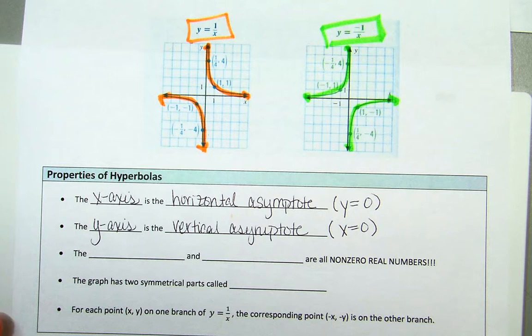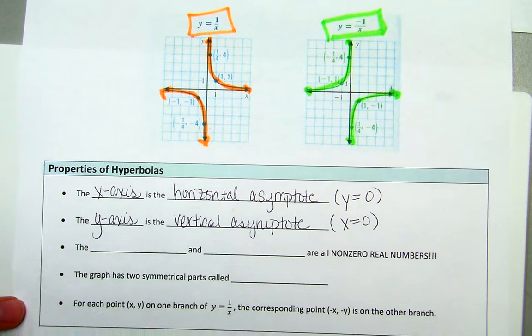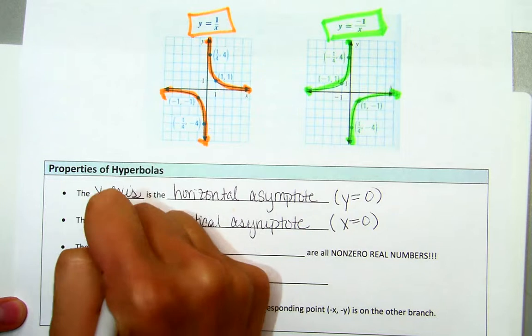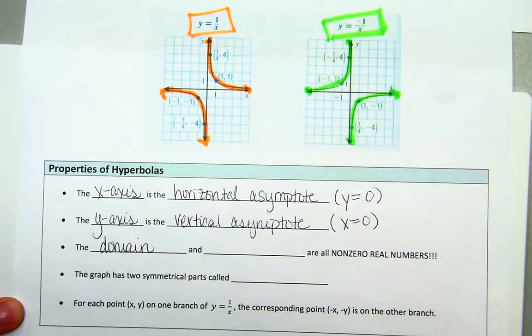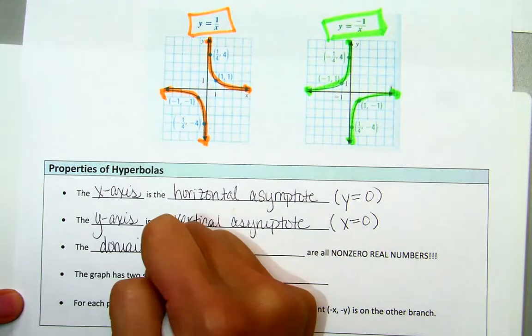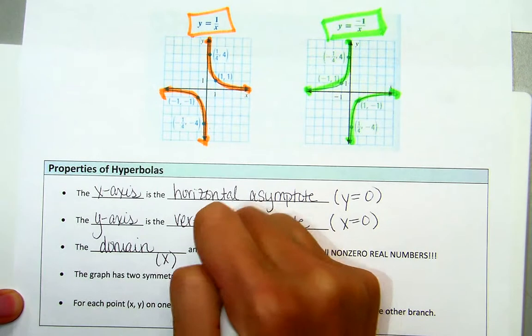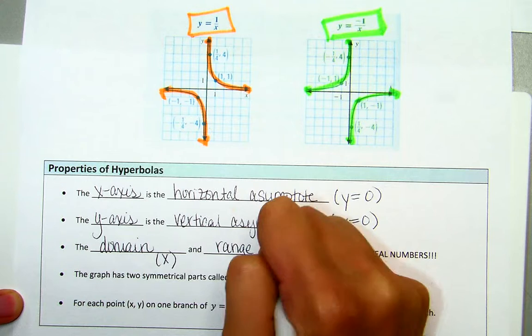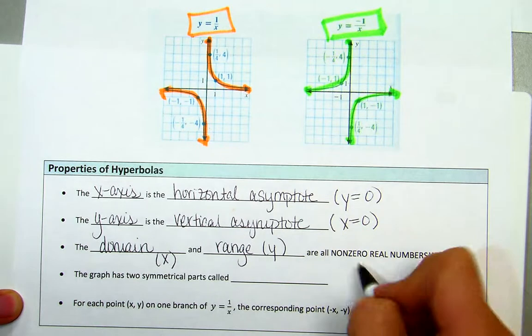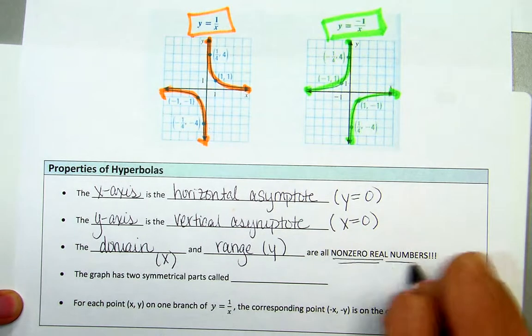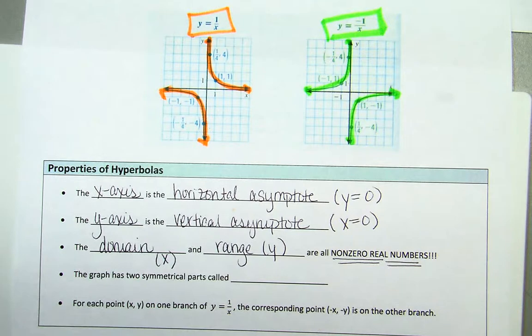A couple more pieces of information about these parent functions. The domain of your function, which deals with all of your x variables, your inputs, and your range, which deals with your outputs, or y, are all non-zero real numbers.